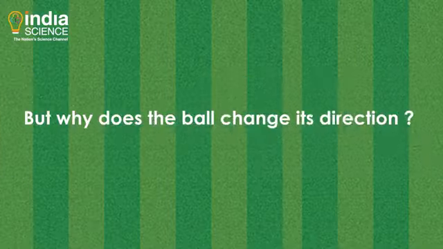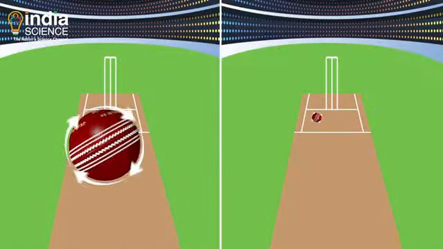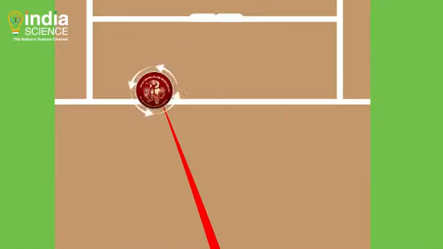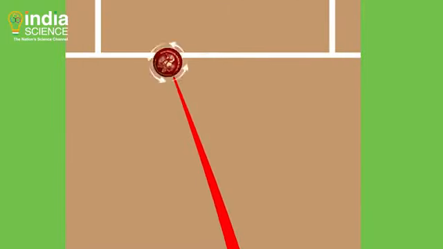But why does the ball change its direction? The ball can either change its direction through the air or after bouncing off the pitch. The reasons for both the deviations are different. Let's first understand how the ball changes its direction after hitting the surface.